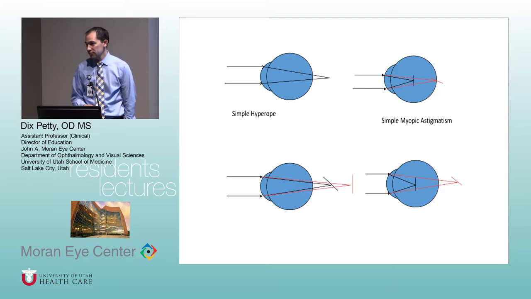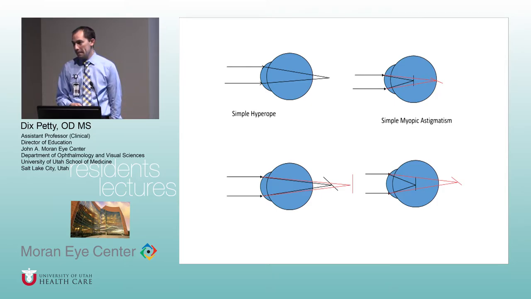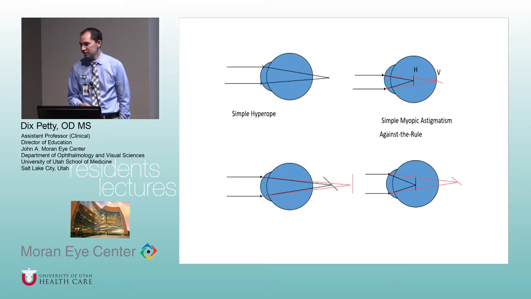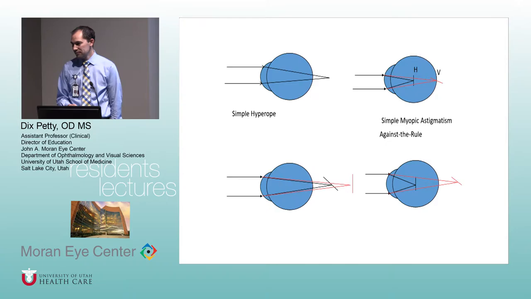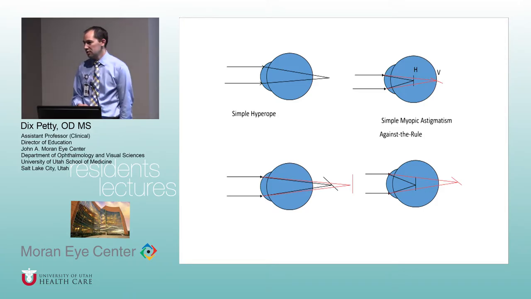The vertical line. So what kind of? It would be against the rule. Yeah. So why would it be against the rule? So the cylinder is... So it's giving some horizontal line. Mm-hmm. So more power is steep.